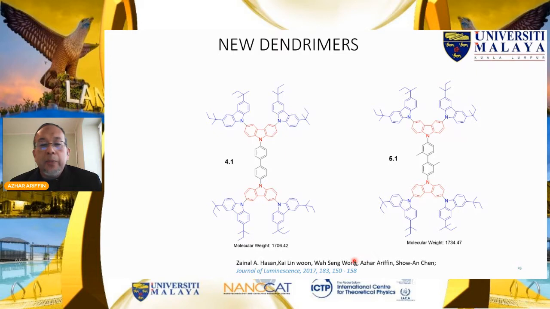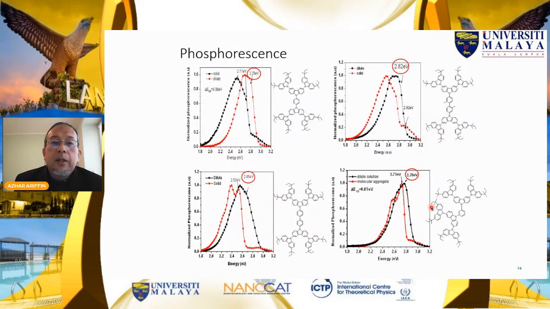Then we fabricate a device, and then we show some properties as an OLED. We published this finding in the Journal of Luminescence in 2017. So this is the main issue with the OLED. We want to make sure that the molecule still has high triplet energy. So we make a comparison. If we have this molecule, we can see that the triplet energy is around 2.79 electron volt.